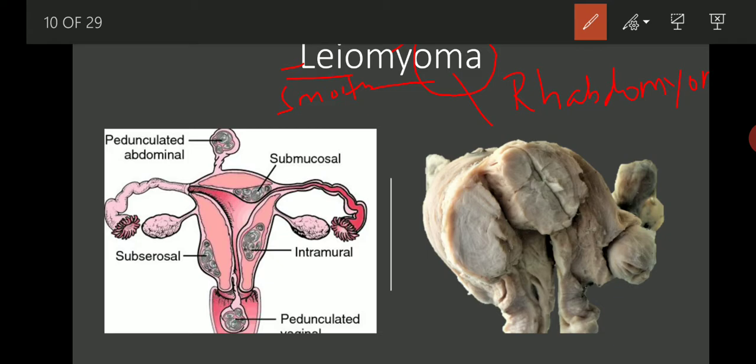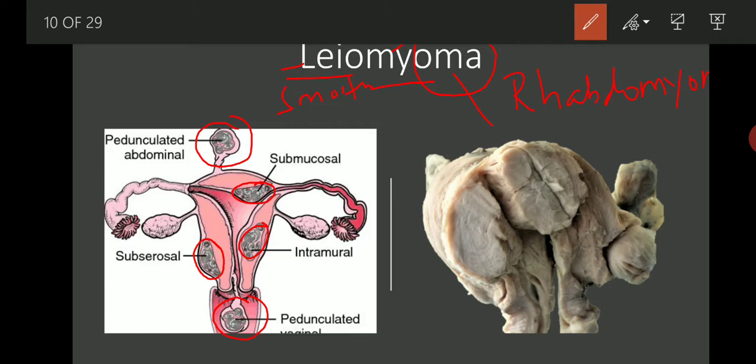Now, according to the location, grossly they can be classified as submucosal if they are just beneath the mucosa, or intramural if they are totally within the myometrium, or they can be just beneath the serosa. They will be known as subserosal. Sometimes they are attached to the uterus with the help of a pedicle, and this is known as pedunculated leiomyoma. Now, these are the leiomyomas which can undergo torsion and hemorrhagic infarction. Sometimes this pedunculated leiomyoma protrudes through the vagina and mimics a vaginal or cervical growth.